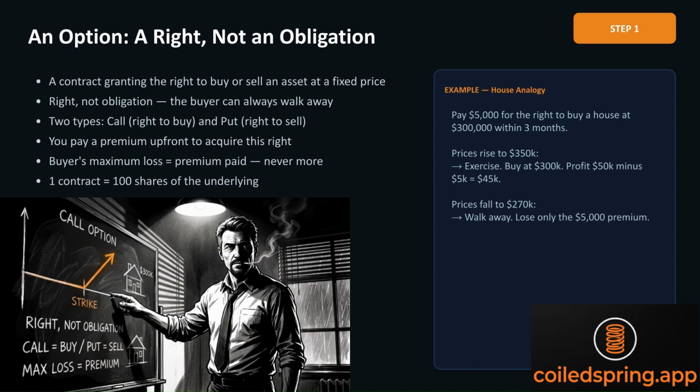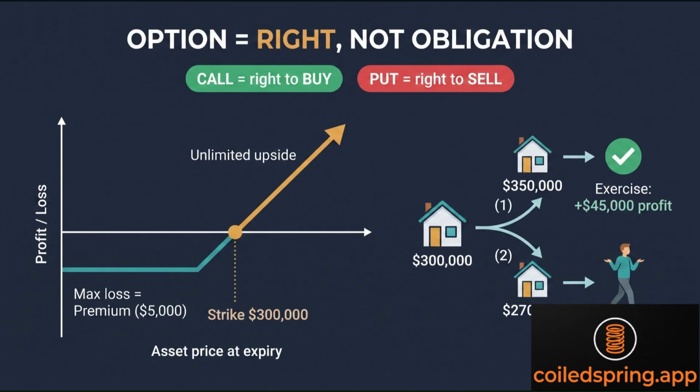Let's make this concrete with an example. Imagine a house worth $300,000. You pay $5,000 for the right to buy that house at $300,000 anytime in the next 3 months. That $5,000 is your premium. Now 2 scenarios. If prices rise and the house is worth $350,000, you exercise your right, buy at $300,000, and immediately have $50,000 in value. Subtract the $5,000 premium, and your profit is $45,000.